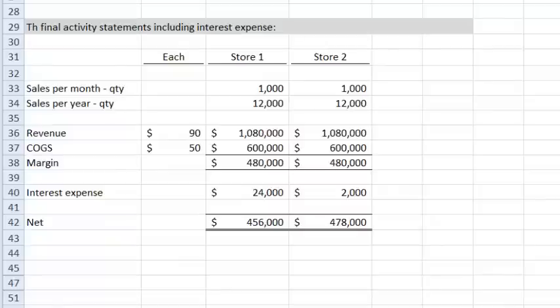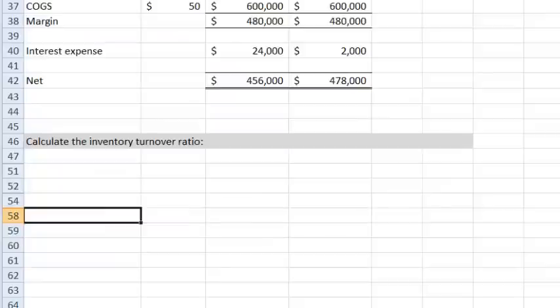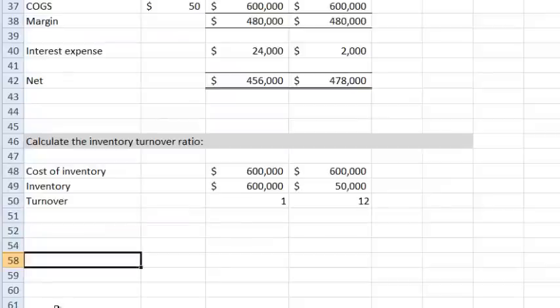We understand how the borrowing is going to vary between the two stores. We know what their cost of capital is. We know what their net cost is. Let's calculate their inventory turnover. And I've got this set up already, and let's take a look at what we have now.